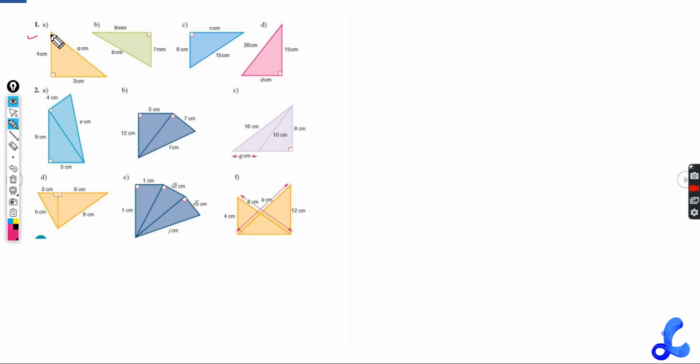Over here, as you see, opposite is given to you and adjacent is given to you. You can switch sides, you can call this opposite, you can call this adjacent, both are adding up together, so it won't matter much. So a square equals 4 square plus 3 square. A square equals 16 plus 9, a square equals 25, a equals root 25, a equals 5.